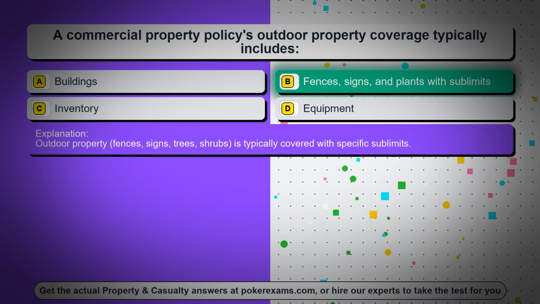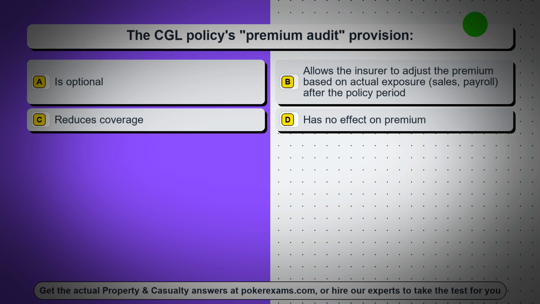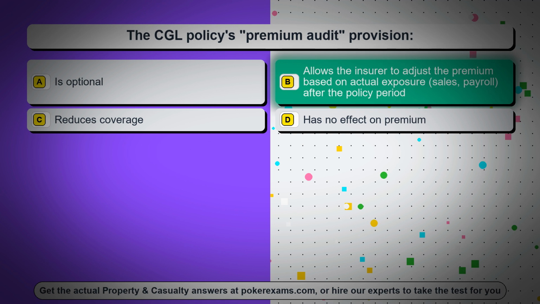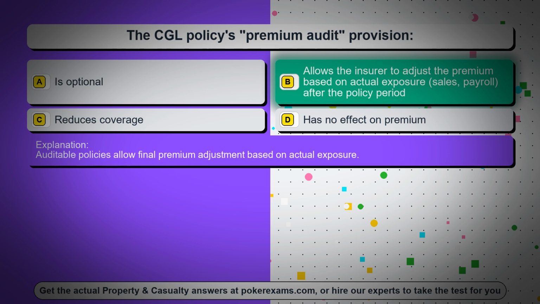Outdoor property, fences, signs, trees, shrubs, is typically covered with specific sublimits. Question 62. The CGL policy's premium audit provision, option A, is optional, option B, allows the insurer to adjust the premium based on actual exposure, sales, payroll, after the policy period, option C, reduces coverage, option D, has no effect on premium. The correct answer is option B, allows the insurer to adjust the premium based on actual exposure, sales, payroll, after the policy period. Auditable policies allow final premium adjustment based on actual exposure. Question 63.